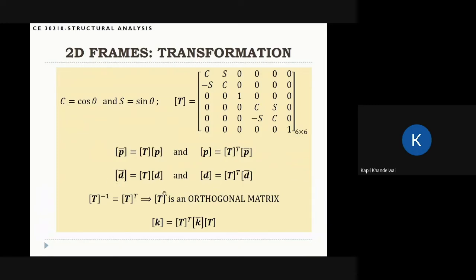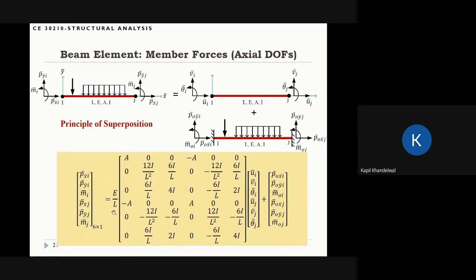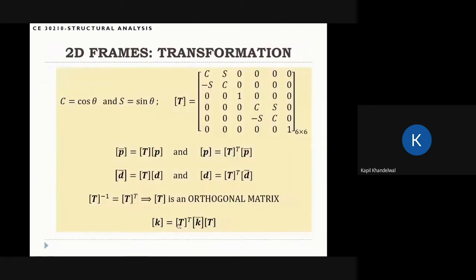And finally, we can express K in terms of K bar. We can take the stiffness matrix written in the local coordinate system and bring it to the global coordinate system, and that is K, using this transformation, T transpose K bar T. This is also the way you implement it in your finite element matrix code, for example using MATLAB.